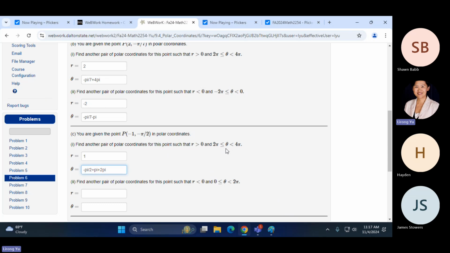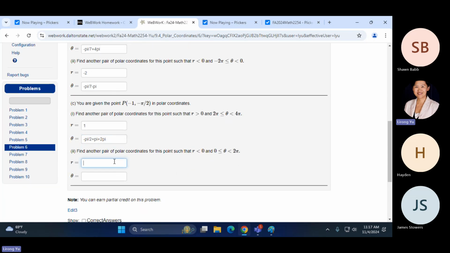The next question: find another pair of points where R will be negative. It was originally negative, so we put -1. And this time, you see, we are keeping the same radius. Therefore, the angle should be at a 2 pi distance from the original angle. And we want it to be between 0 and 2 pi. All we have to do is add 2 pi. So -pi/2 plus 2 pi would be sufficient.